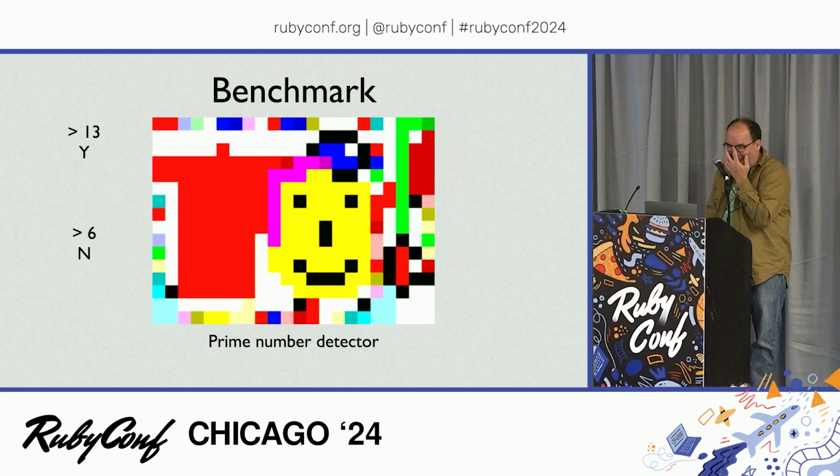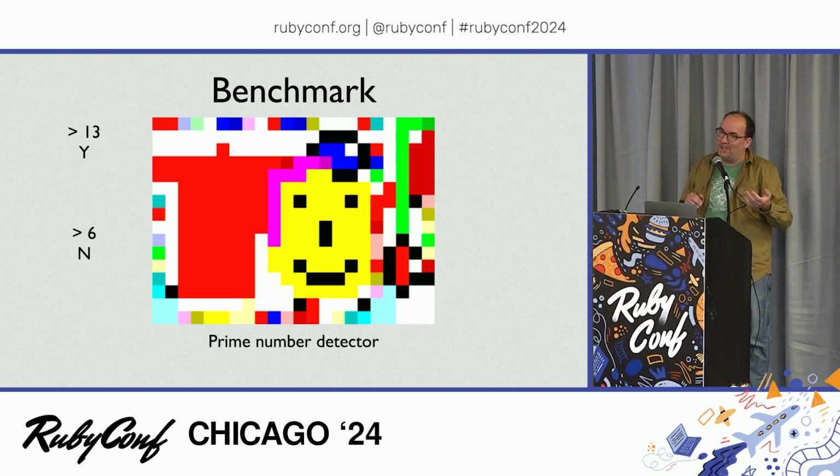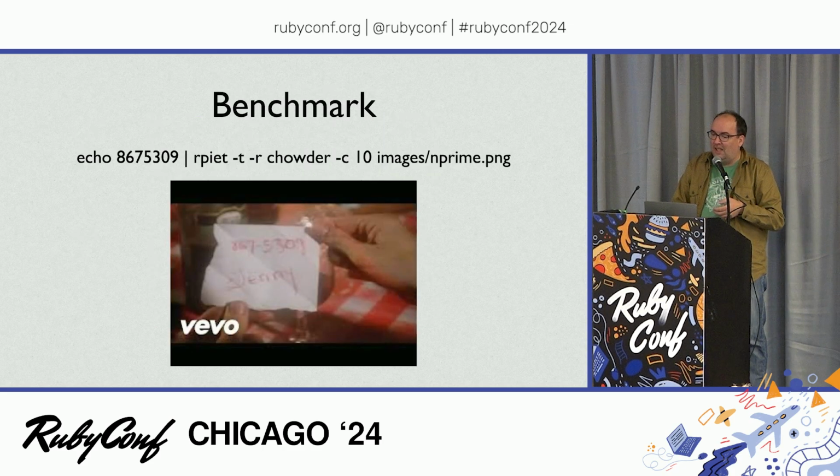Okay, so the benchmark for the rest of this is going to be a prime number detector. When you run it, it prompts for a number, and it tells you whether it's a prime or not. And it's got a nice little face on it. And I couldn't think of a number to use, so I'm going back. I'm going way back.